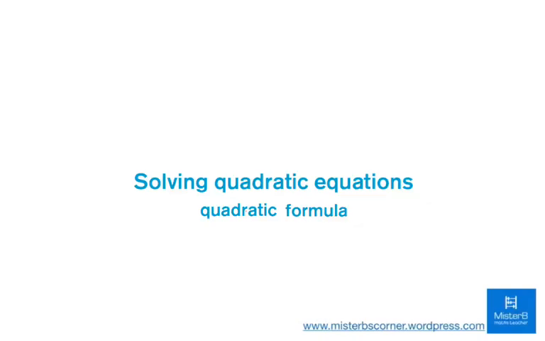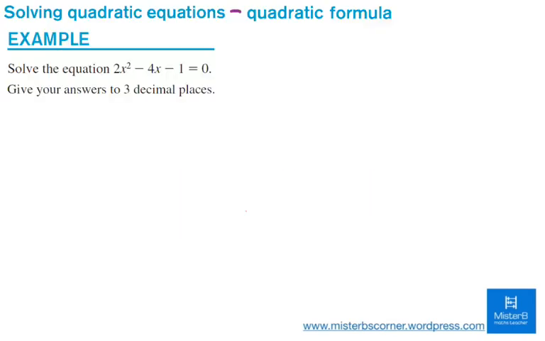In this video, we are going to learn how to solve quadratic equations by using the quadratic formula. Now, let's look at this example. It says, solve the equation 2x squared minus 4x minus 1 equals 0. Give your answers to 3 decimal places.